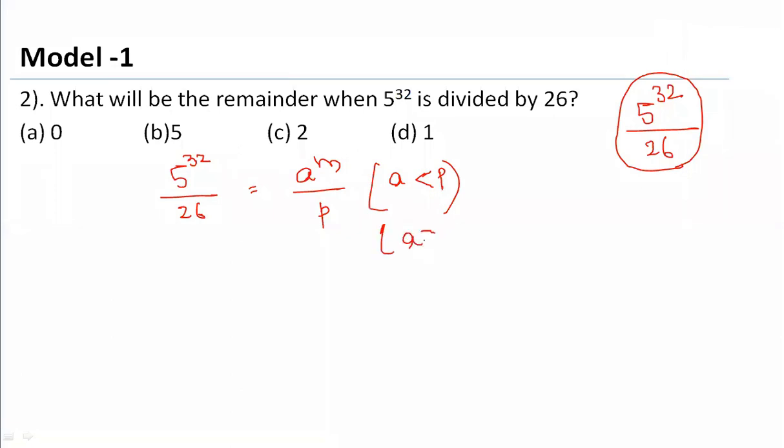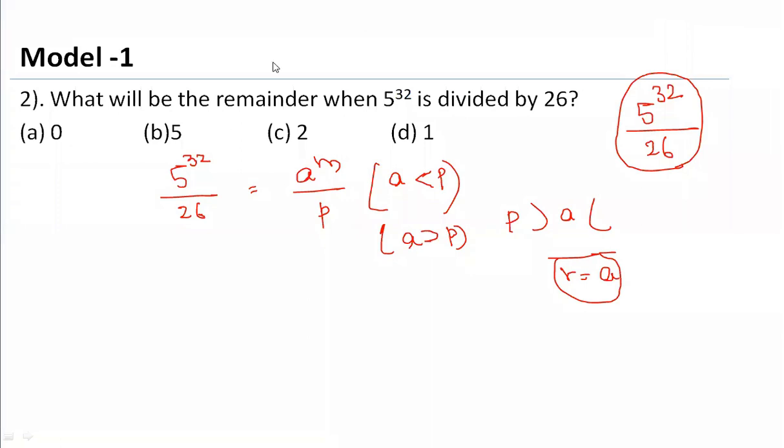Ma'am, what if a is greater than p? If a is greater than p, we have to divide a by p, and whatever value we get as the remainder, we have to place in the value of a. We have to replace a with the remainder and change the question. So in this question, a is equal to 5, p is equal to 26. As a is less than p, directly you can solve the question. After this question is done, you can give me a value where a is greater than p, so that I can explain.